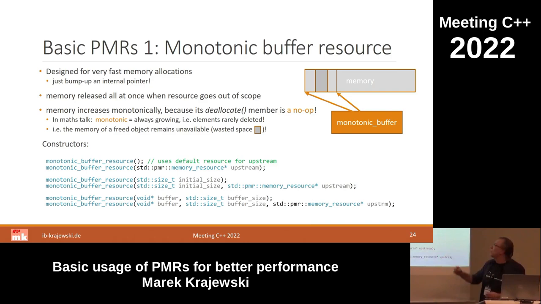We see here three objects which were allocated by monotonic buffer, and the object in the middle was released. Its destructor was called, but the memory stays wasted. Is that clear? Okay, it stays wasted. And monotonic means always growing in mathematics, so it's a matching name. Constructors are a simple thing. We can specify memory upstreams, initial sizes, and explicitly give some buffer we allocated ourselves for it to use.